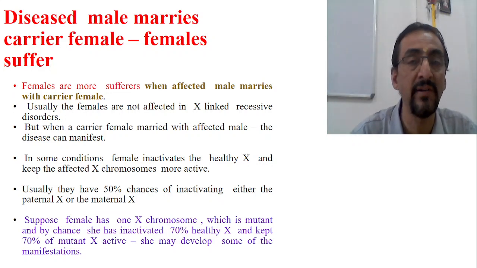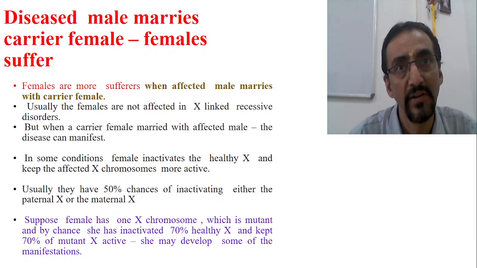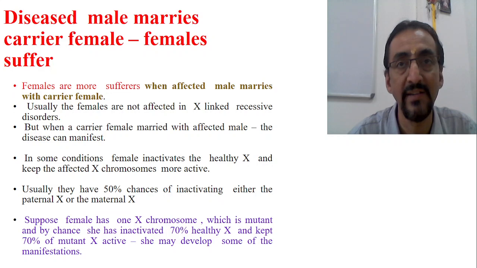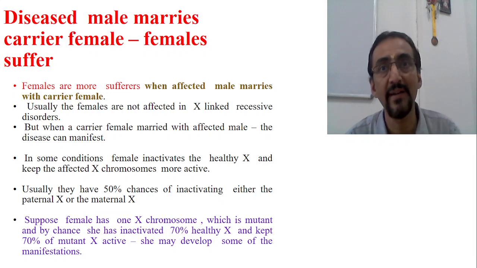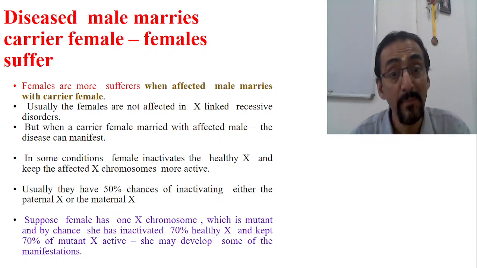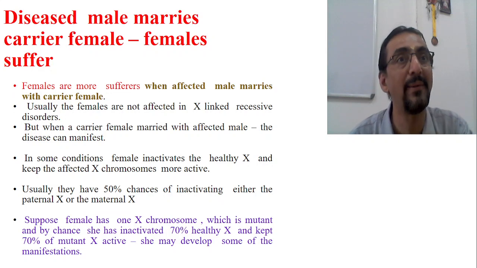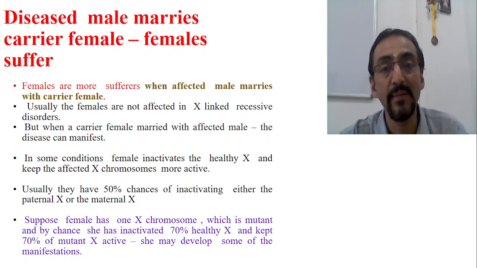Normal is inactivated means it is only 70% inactivation, 30% it is active, so it is still producing some of the genes and proteins, but she may develop some of the manifestations. So this is in X-linked chromosome. Although the female is safe, because of this particular problem, the female may develop some of the problems. The same has been explained in this picture.